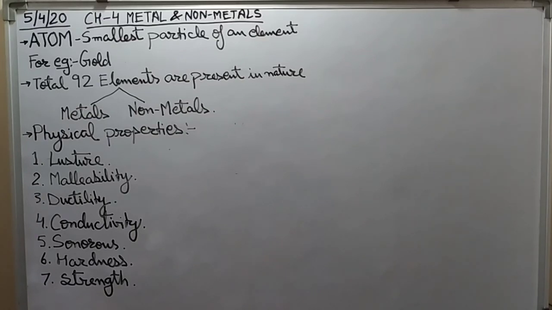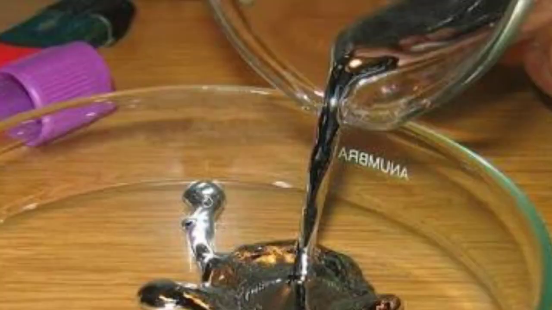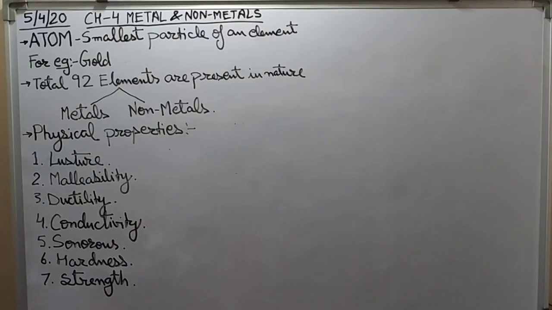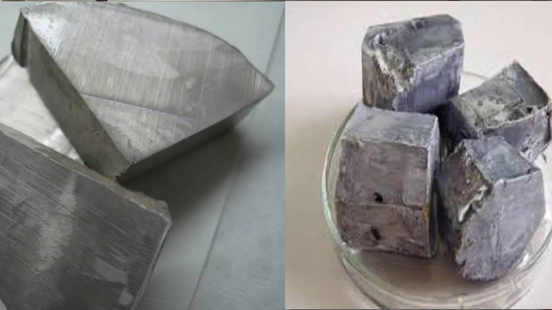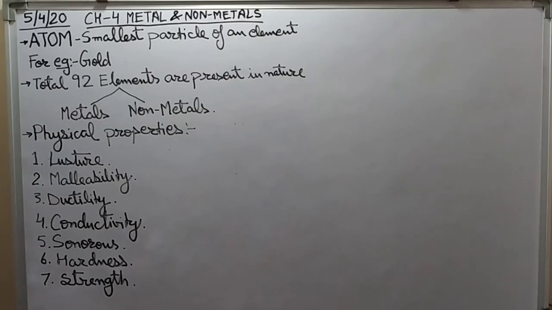Now the sixth property is the hardness. All the metals are generally hard. For example, iron, copper, gold and aluminum. Now except mercury. Mercury is the only metal which is found in liquid state at room temperature. Now, as you can see in the picture, the sodium and potassium are the only metals which are soft in nature and they can be easily cut with knife. And in the case of non-metals, all the non-metals are soft in nature. For example, sulfur and phosphorus, they can be easily cut with knife. Only the diamond is a non-metal which is very hard in nature.